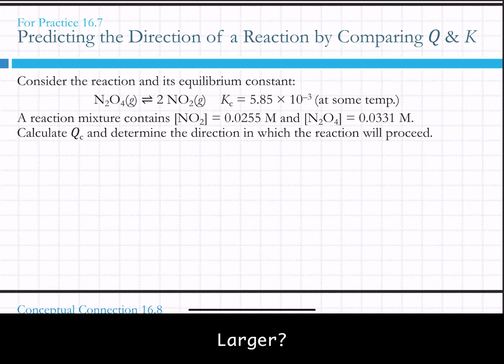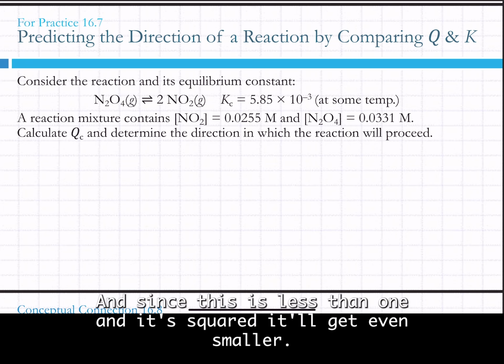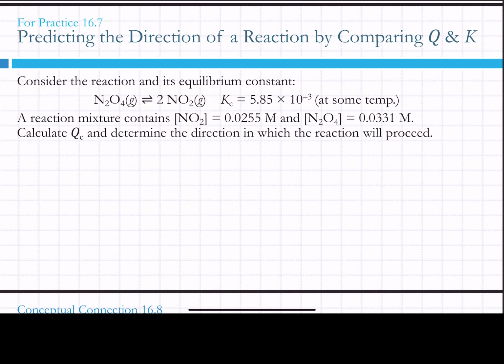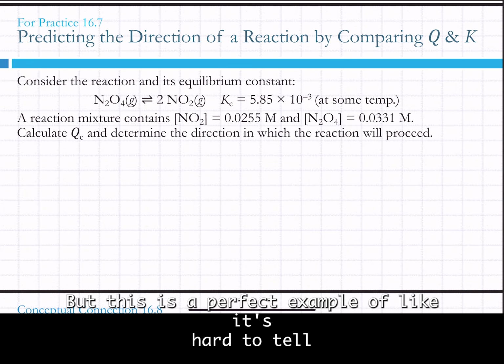Larger. Probably. But we do have this squared, and since this is less than 1 and it's squared, it'll get even smaller. But this is a perfect example of how it's hard to tell.